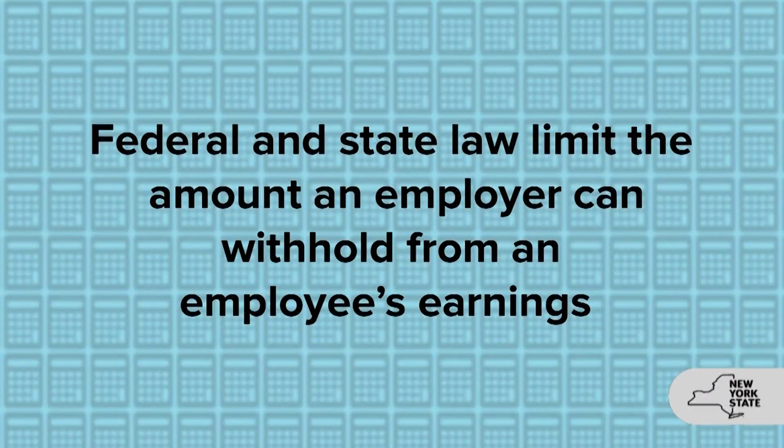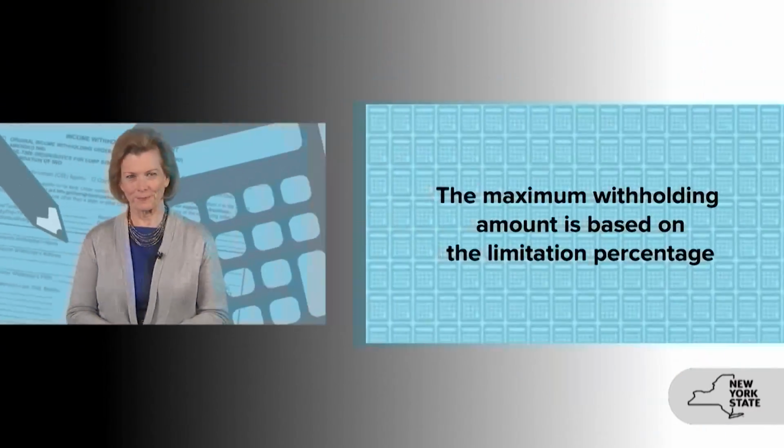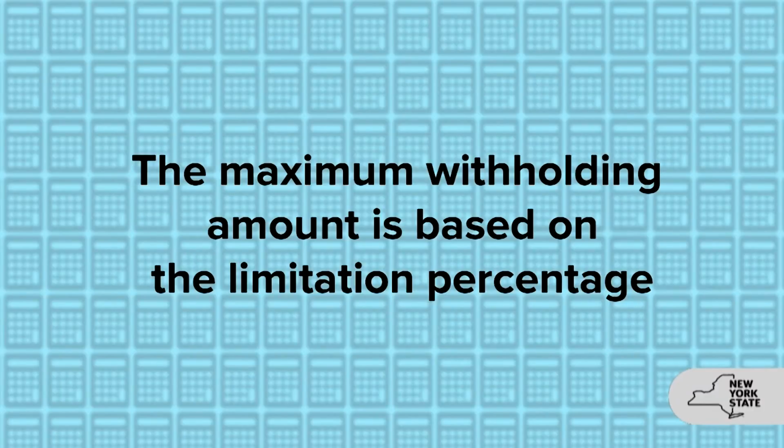As you may already know, federal and state law limit the amount an employer can withhold from an employee's earnings for child support. So, the next section of the calculator determines the Consumer Credit Protection Act, or CCPA, percentage and the maximum withholding amount allowed based on the employee's circumstances, as well as the aggregate disposable income. The maximum withholding amount is based on the limitation percentage.